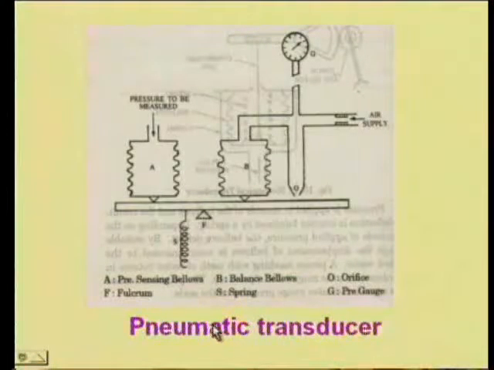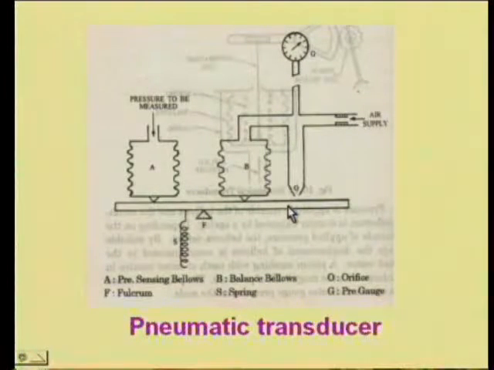Now we have pneumatic transducers, which work on the principle of air. You can see here a platen on which A and B, the bellows, are there. Pressure to be measured is transmitted to bellow A, which shifts the beam on the left side, which creates an upward movement in the beam on the right side. On the right side there is a pressure gauge G, and air is supplied there. Under normal conditions, the air passes through the small gap you can see between the beam and the air nozzle, and due to that a certain pressure is recorded.